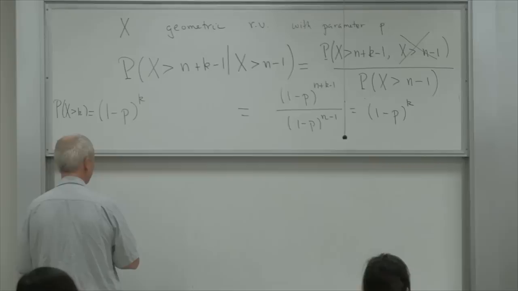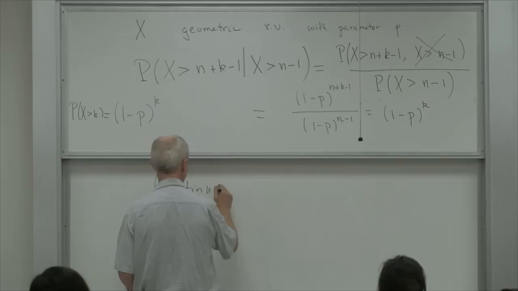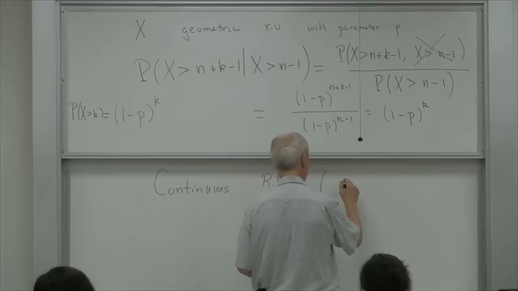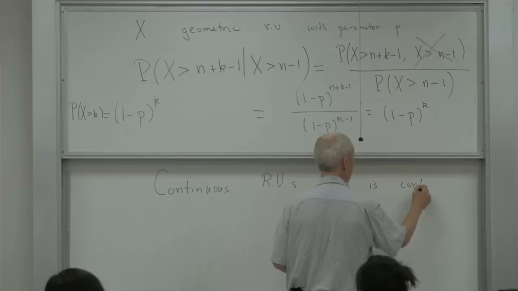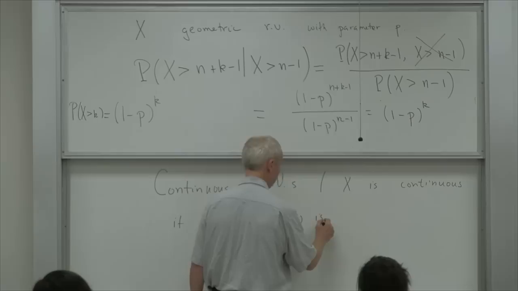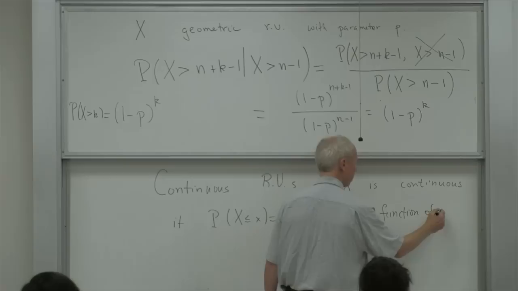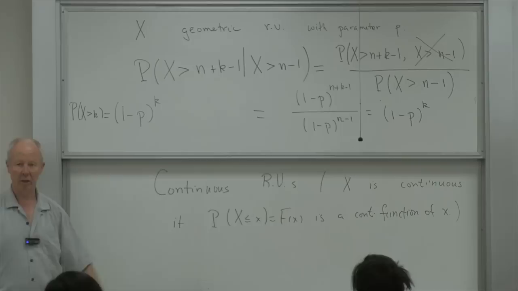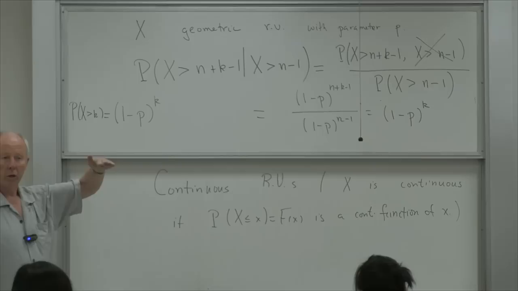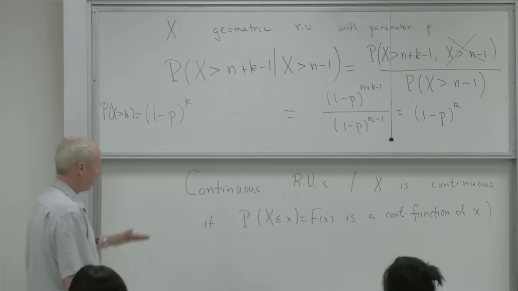Okay, so now let's go to continuous random variables again. So it means that the distribution function is a continuous function of x. The distribution functions I did earlier had jumps interspersed with flat spots. Okay, here there's continuous increase. Though these functions can have flat spots, but no jumps.